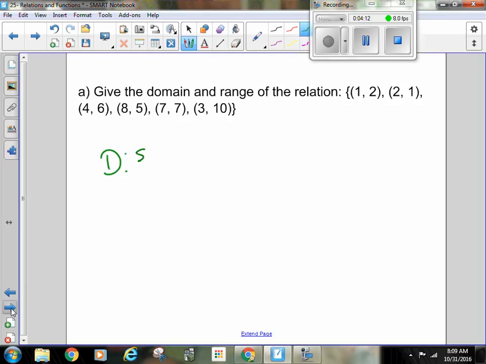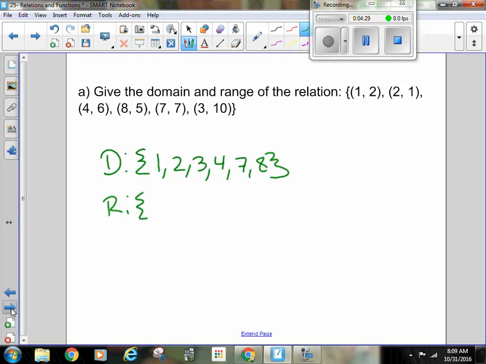So domain lists smallest to largest. So 1, 2, 3, 4, 7, and 8. Remember, I'm just writing my x values. We write them smallest to largest and one at a time.